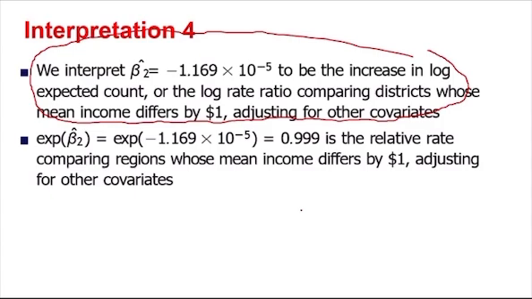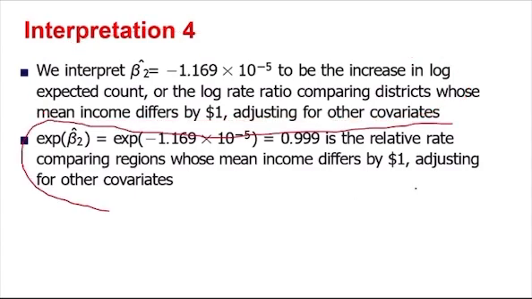And that's exactly what I mean. If I want to remove the log, I will take exponentiation. Can you see that? Removing the log. I don't want to talk about log expected count or log ratio, but I want to talk about either expected count or rate. Then I will take exponentiation. Now, after taking exponentiation, you see what I have? Another name we can call it is relative rate, comparing regions whose mean income differ by $1, adjusted for other covariates.